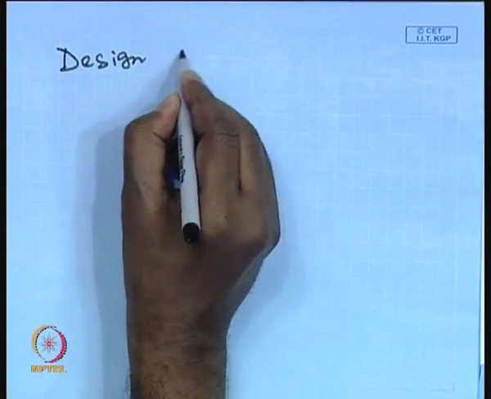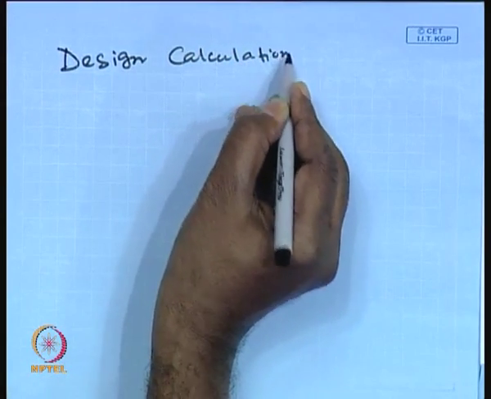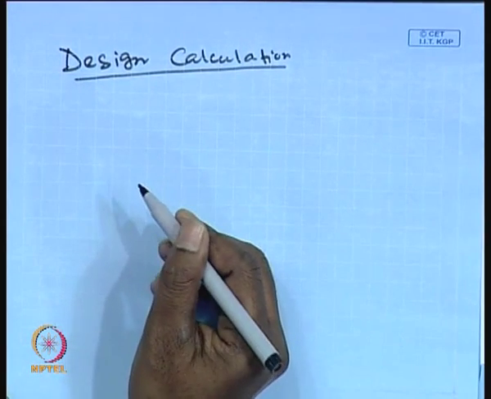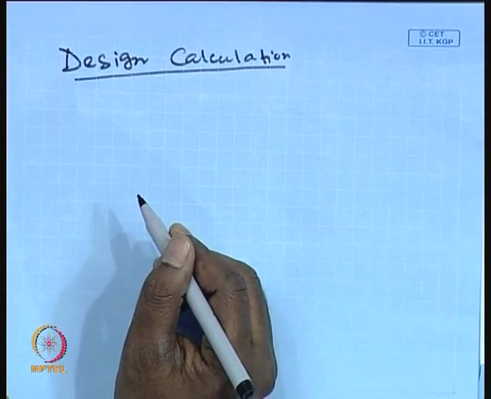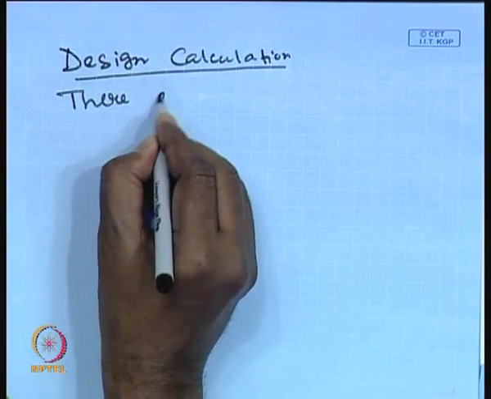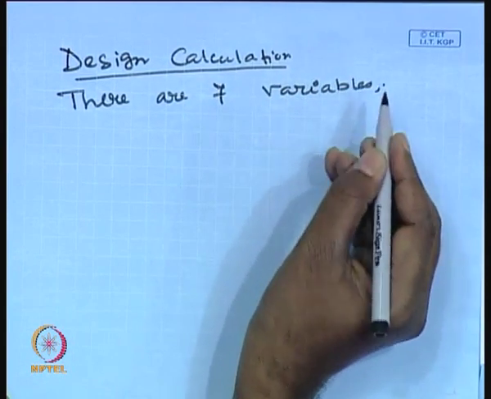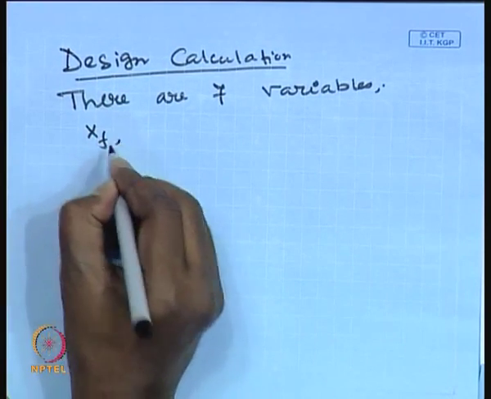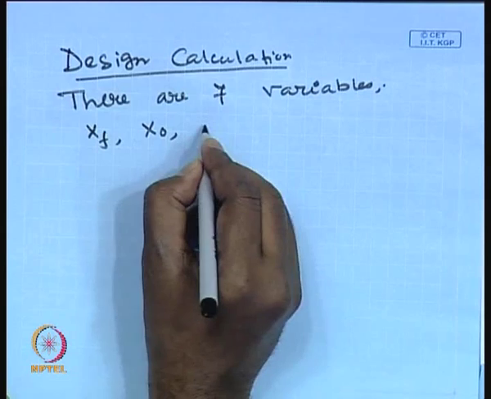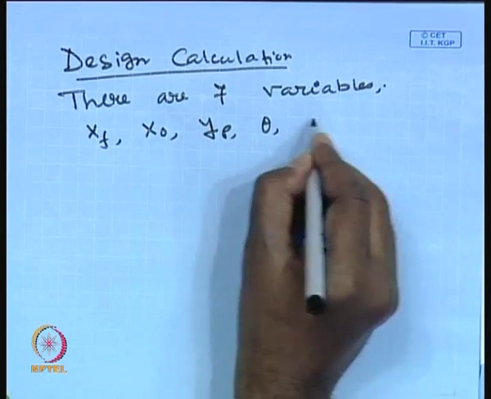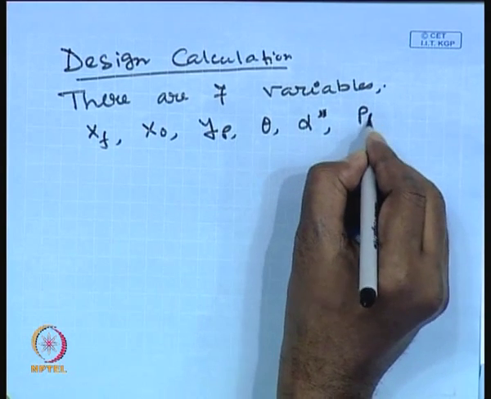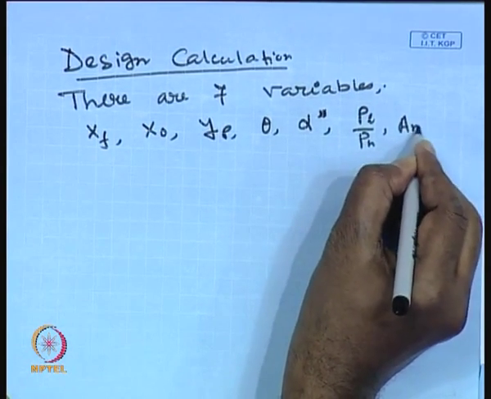Now, if you closely look into the various equations, let us do some design calculations. If you closely look at all the equations, you will see that there are 7 variables in all. What are the 7 variables? They will be xf, x naught, yp, theta, alpha star, pl by ph, am.